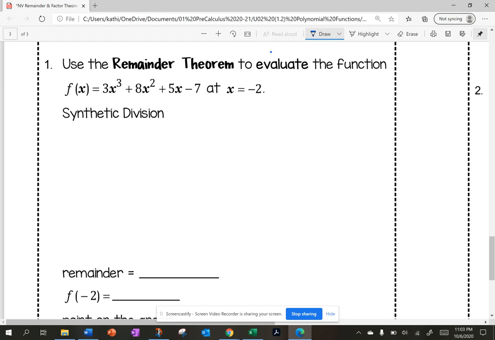Use the remainder theorem to evaluate the function f of x equals 3x cubed plus 8x squared plus 5x minus 7 at x equals -2. Okay, so I'm going to use synthetic division since I have a zero. So x equals -2 is the zero. When I'm using synthetic division, I want the zero. So I set the zero to the left. I draw my L.